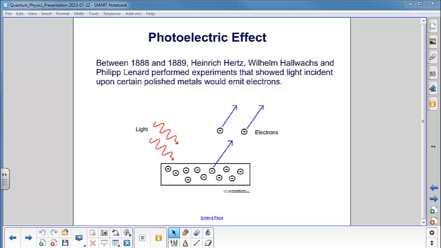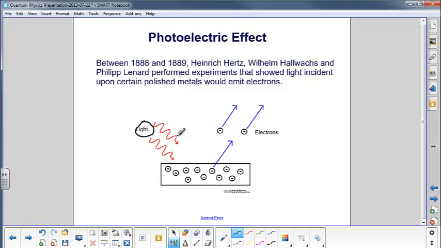The next big thing to usher in quantum physics was the photoelectric effect. Between 1888 and 1889, Heinrich Hertz, Wilhelm Hallwachs, and Philipp Lenard performed experiments that showed light, and that's over here. Typically light is shown as these wavy arrows. That light, incident upon certain polished metals, and here's a metal right here, would emit electrons.